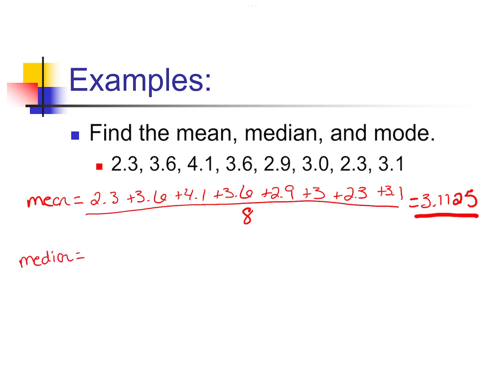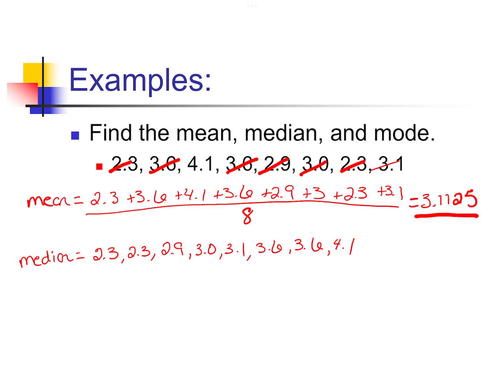Well, for our median, we have to put all of our data in order from smallest to largest. It's not in order this time, so we need to rearrange it. If we rearrange this, our smallest is 2.3. So we can kind of mark them off as we use them up here. So 2.3, and we have 2 of those, so we have to list both of them. Then we have 2.9, and then we have 3, 3.1, we have a 3.6, and we actually have 2 3.6s right here, and then a 4.1.